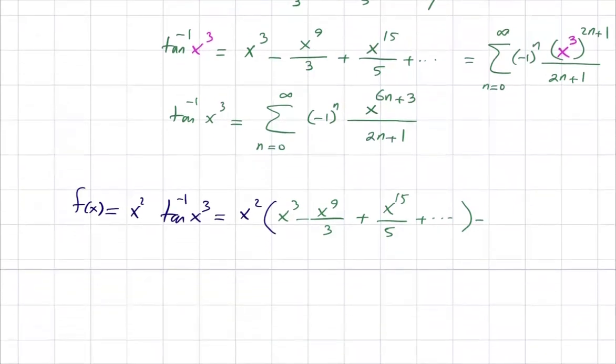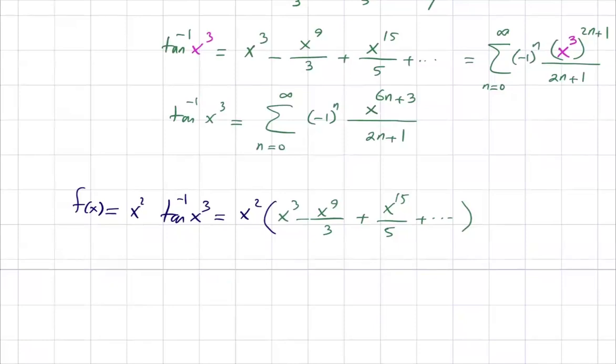Or you have x squared multiplied by the series, which is -1 to power n x to power 6n plus 3 divided by 2n plus 1. But if you start multiplying this and you see the change in the exponents easily, this is basically distribution of x squared into parentheses for you.